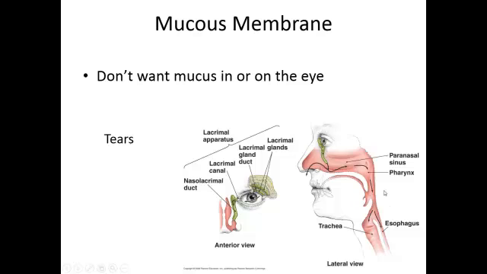Now, there are some parts of the mucous membrane that do not have goblet cells and cilia, and the eye is one of them. As I have here, you don't want mucus in or on the eye. Think of it this way. On your windshield, do you want big old globs of mud? No. In fact, you have windshield wipers to wipe that off, and you have windshield wiper fluid to help in the process of getting it off.